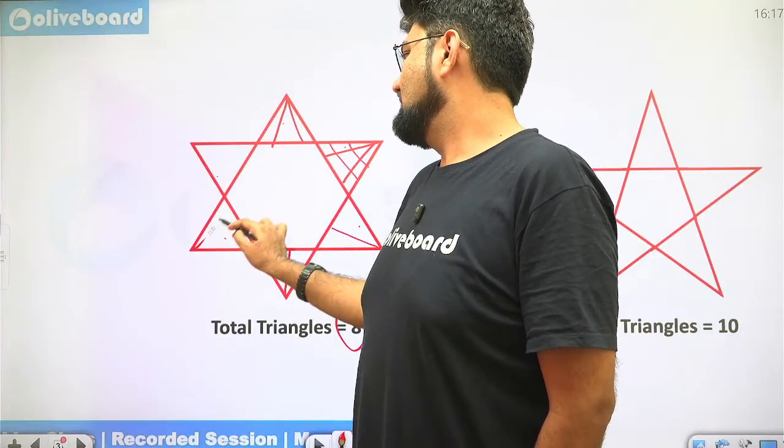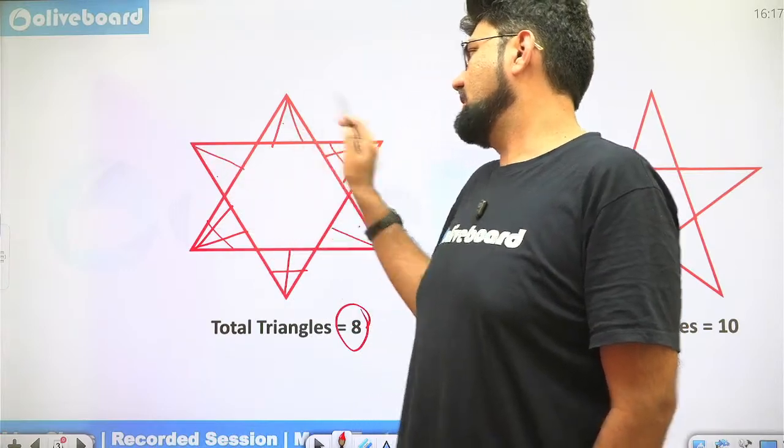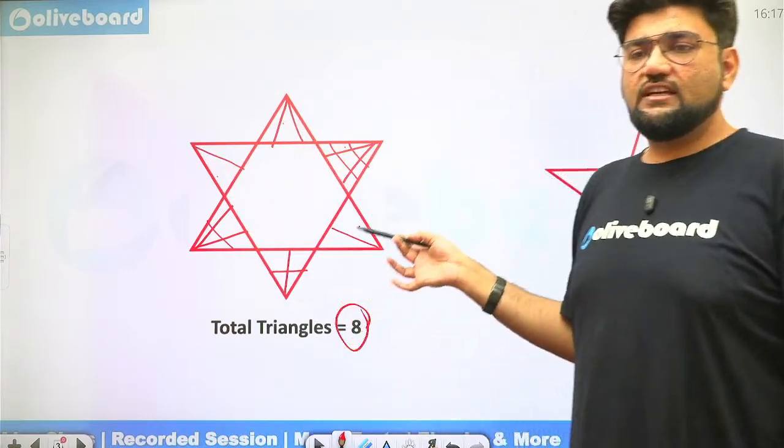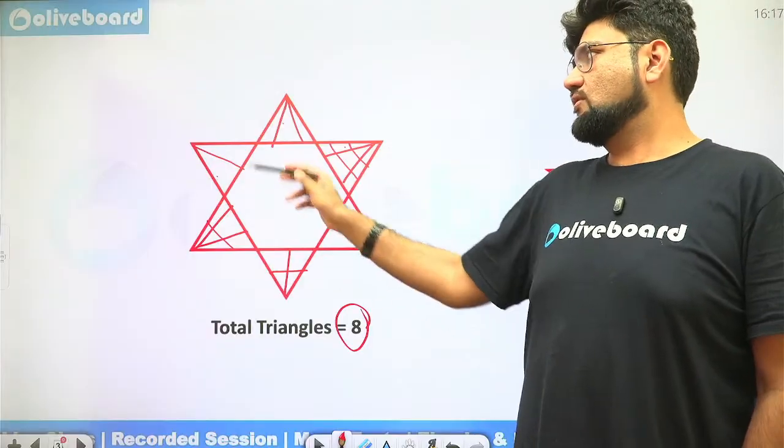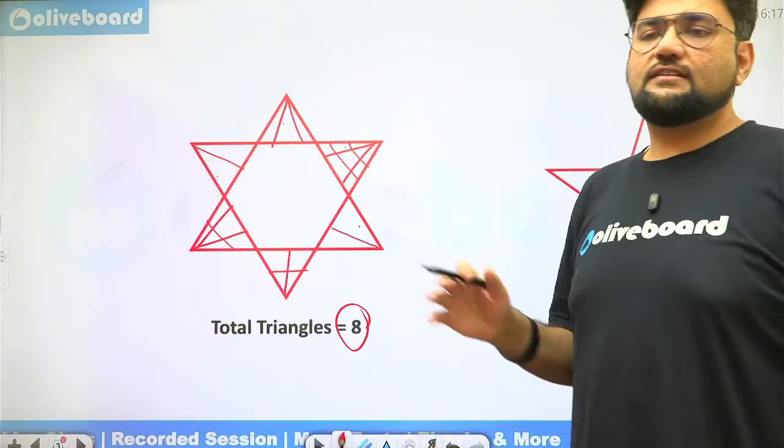Okay. Then they'll again divide it like this. And then they'll again divide it like this. Now they'll ask you how many triangles are there. So in each section you'll apply the formula. You'll find the number of triangles and then the remaining triangles, add them and get your answer. So that's how you will approach this question.